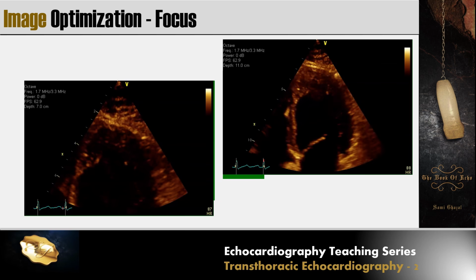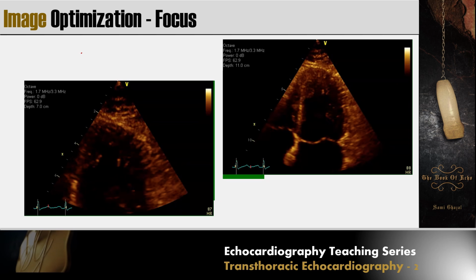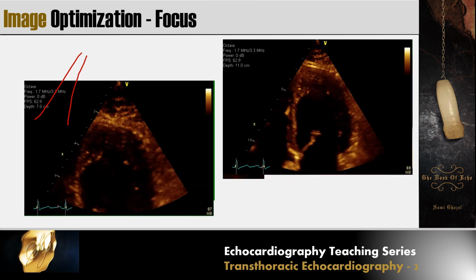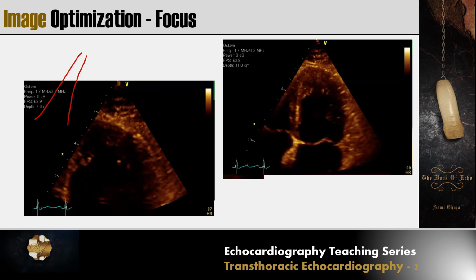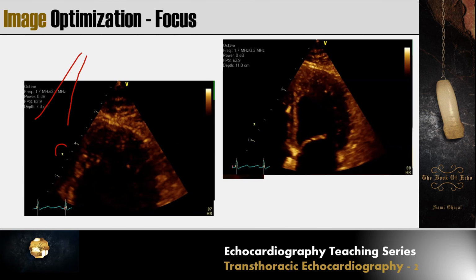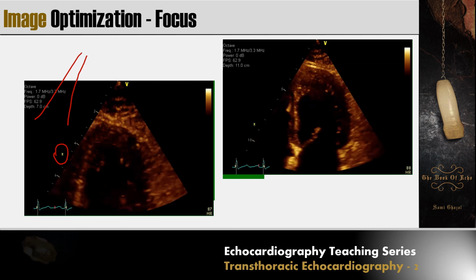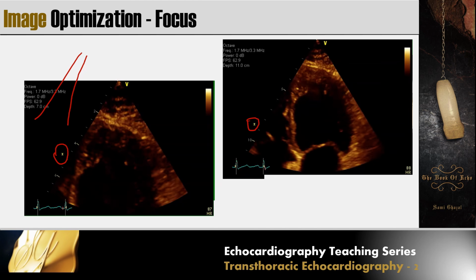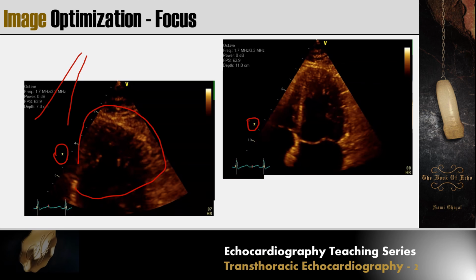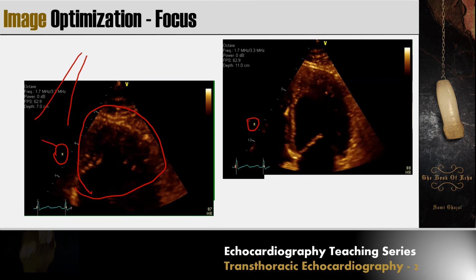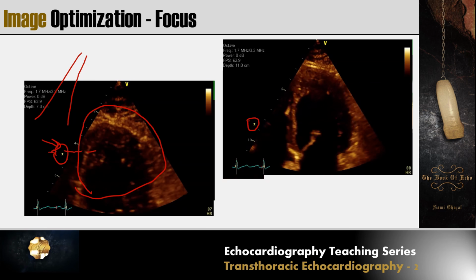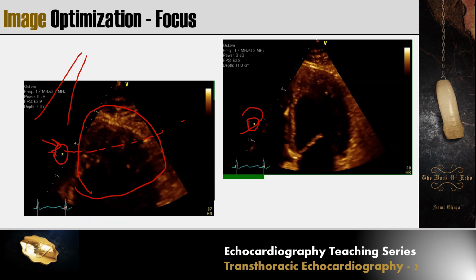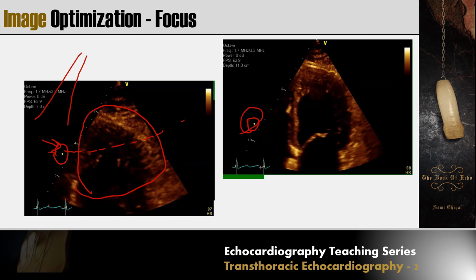As explained in the physics talk, as the beam propagates, it will diverge and lose lateral resolution. This is why we should use focus. And the area of focus can be presented by a symbol in the image, like here and here. So if your area of interest is the apex, looking for any apical mass, you should move your focus point to be aligned with the apex. So again, changing the focus, moving the focus to the area of interest.